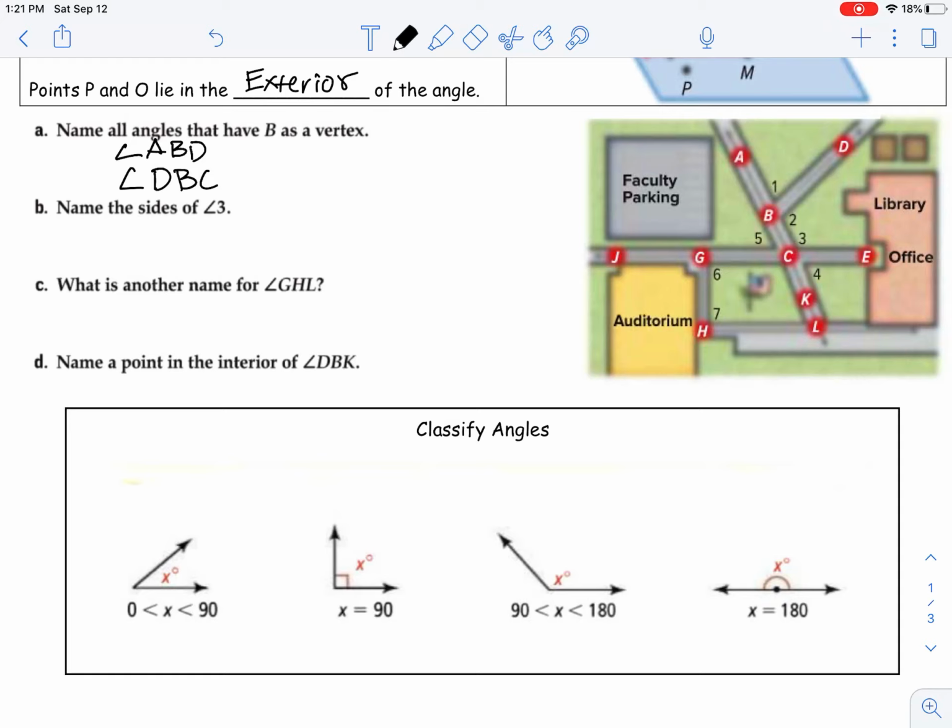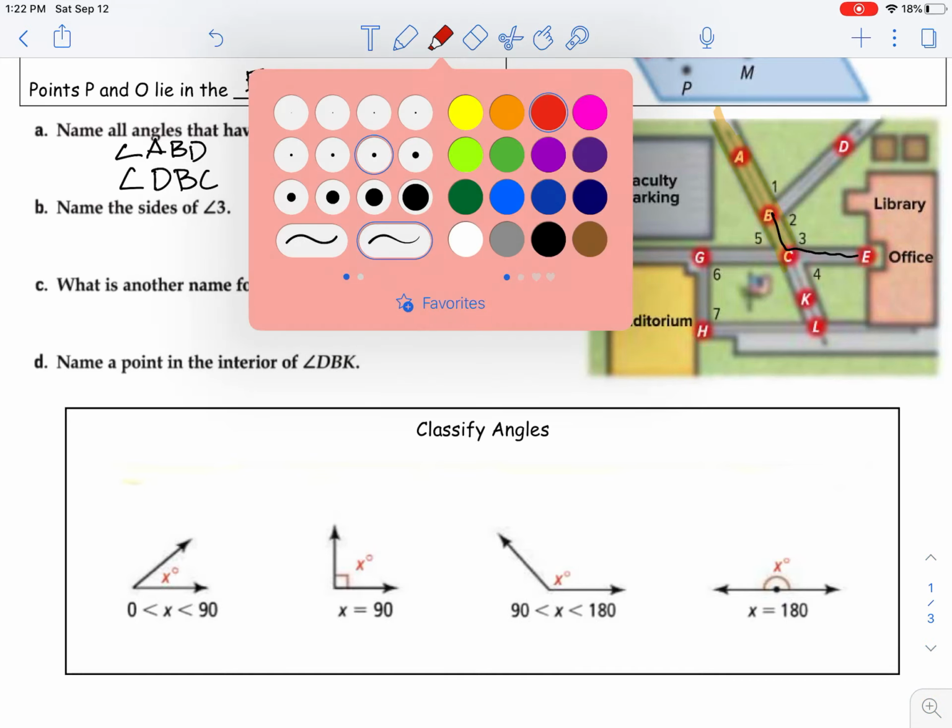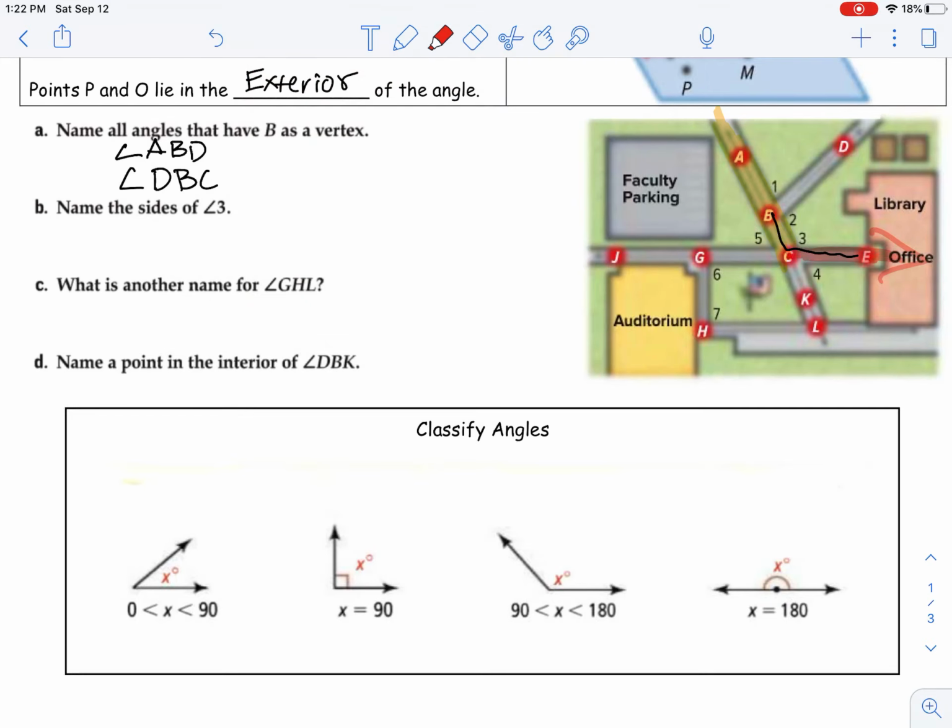Okay, it says next we're going to label or name the sides of angle 3. Angle 3 looks like it's this one right here. And one of the sides would be, well, we've already said the sides of an angle are rays, so I'm just going to keep them as rays. So one of them would be this street right there. The other one would be this one right here. And we're going to assume that there's arrows on those. So I'm going to say C is my endpoint and B is closer to my arrow if it was going this way.